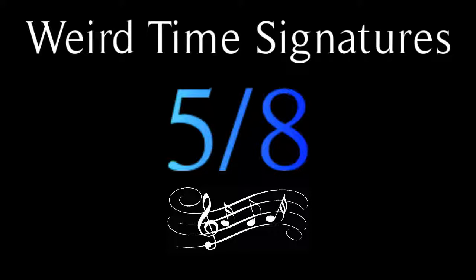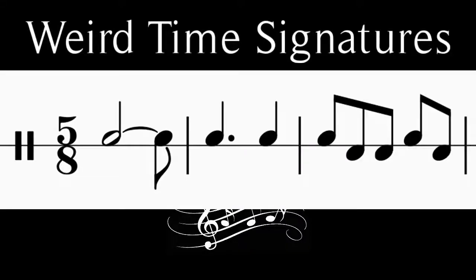5-8 can also be divided into 3 eighth notes followed by 2 eighth notes, or a dotted quarter note followed by a quarter note. It is the reverse of the previous example.